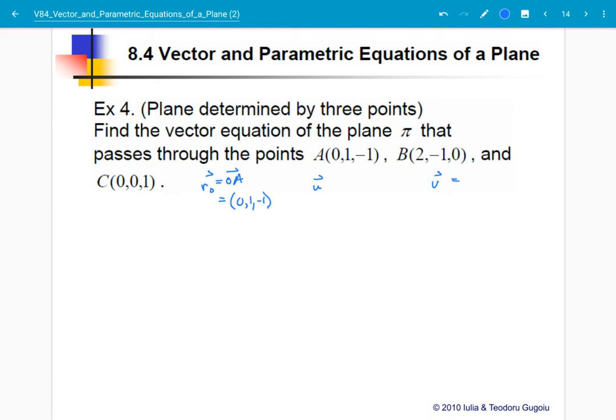There we go. U and V have to be direction vectors that are in the plane. So those 3 points are in the plane. So we can just do AB, which is OB minus OA. So 2 minus 2 plus 1. For V, we can do, I don't know, A to C. So that's OC minus OA. So 0, minus 1, and 2. So then the vector equation of the plane, R naught.